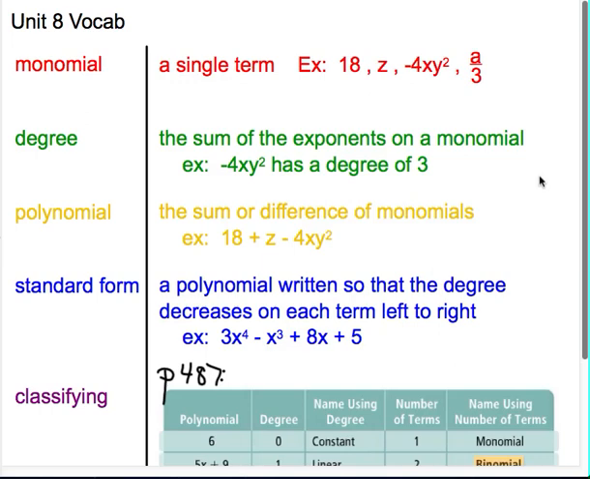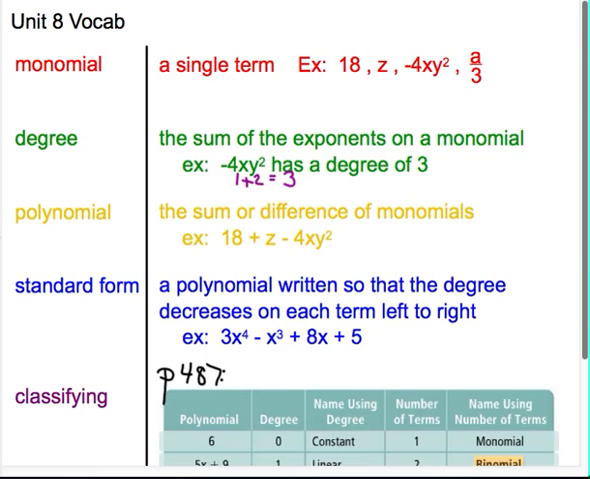the variables are different. So when we're looking at our example of negative 4xy squared, it has a degree of 3 because the power on x is 1, the power on y is 2, so the total degree for that term is 3.